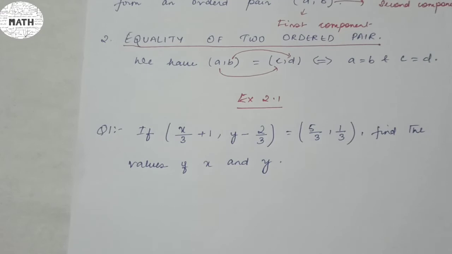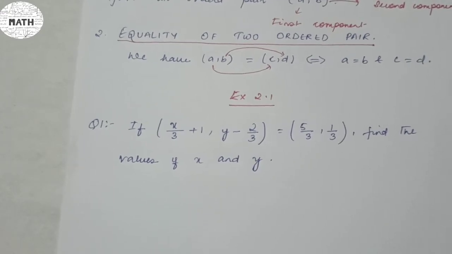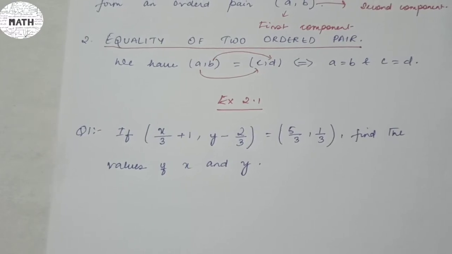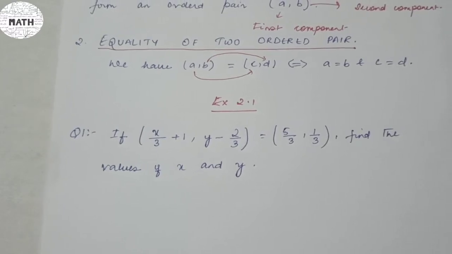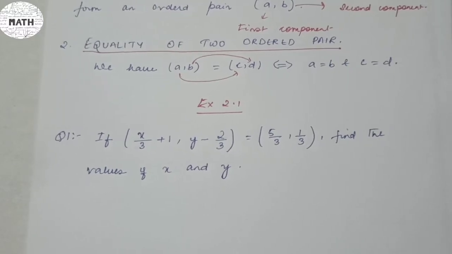Alright, exercise 2.1, question number 1 is given that (x/3 + 1, y - 2/3) is equal to (5/3, 1/3). So this is nothing more than equality of two ordered pairs. It's given, find the value of x and y.